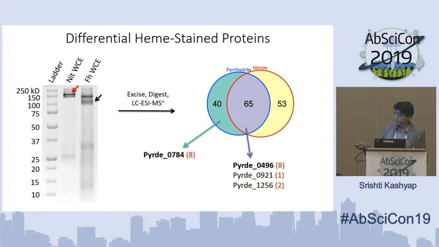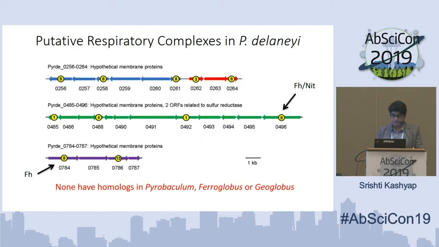And here we found differential protein bands in these two conditions, which we excised, digested, and sent for mass spec, and found that an 8-heme C-type cytochrome was uniquely produced in the ferrihydrite-grown cultures, and 3 C-type cytochromes, an 8-heme, monoheme, and diheme C-type cytochrome, were produced in both cultures. So what are these C-type cytochromes? And I'm primarily going to focus on these 2 highlighted here in this next slide.